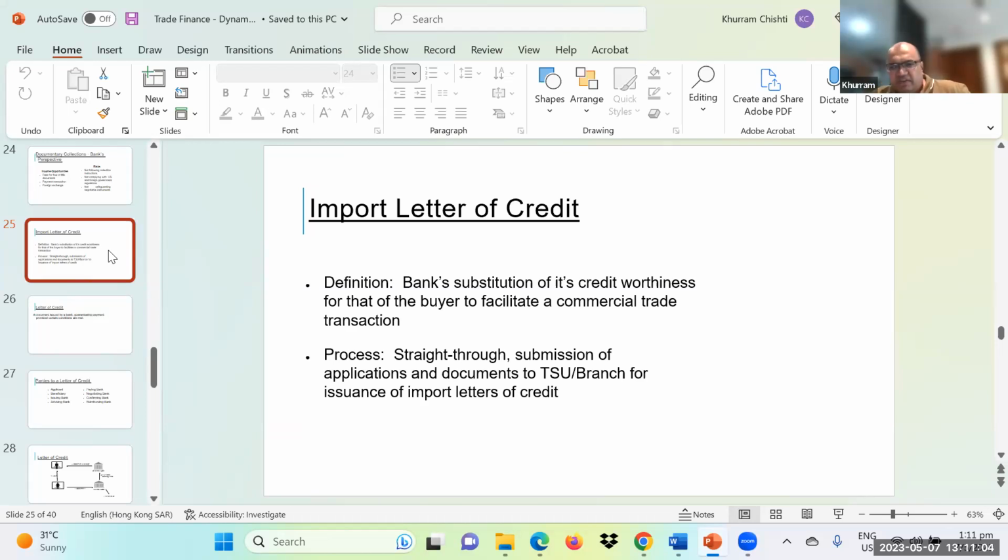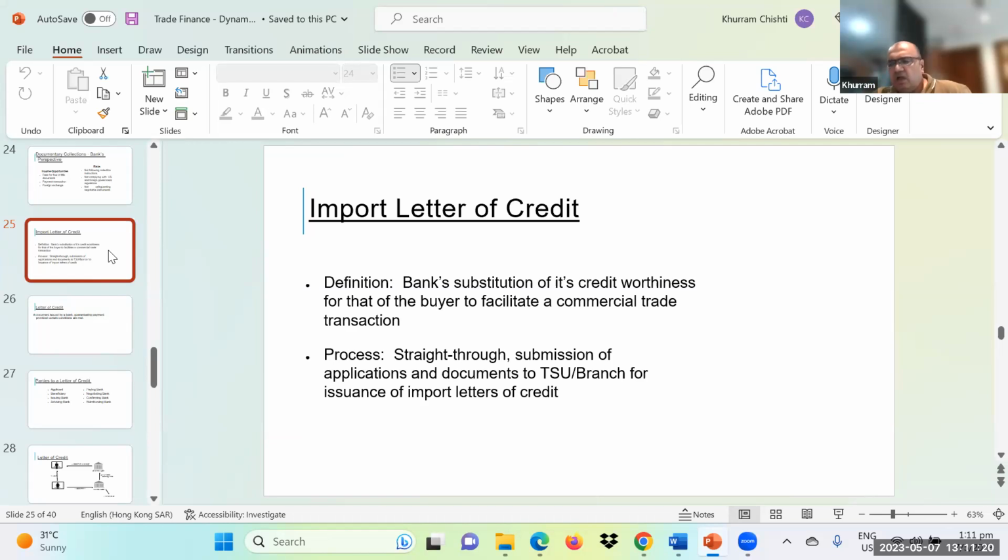But this is a very simple structure. There is also something called a confirming bank. What if State Bank of India says, what is NBF? I don't know NBF. Please, can you get this LC confirmed from a large Bank of India?